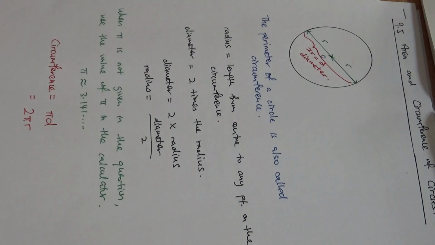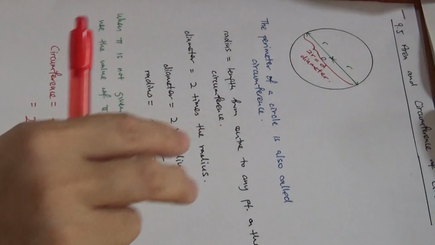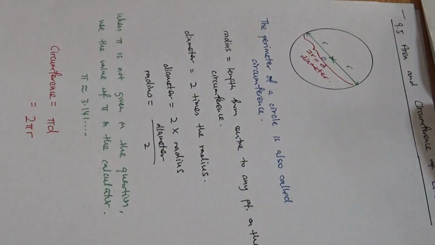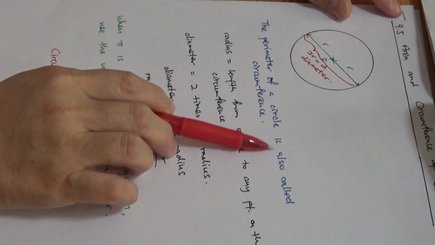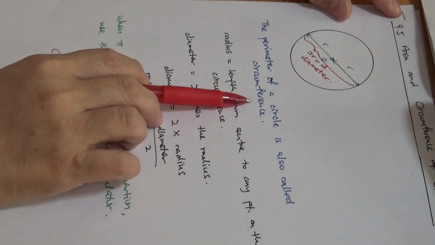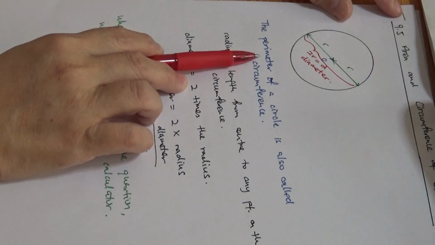Next, we are going on to the area and circumference of circles. Please turn your textbook to page 109. Okay, now the perimeter of a circle is also called the circumference. So circumference is another word for perimeter of a circle.